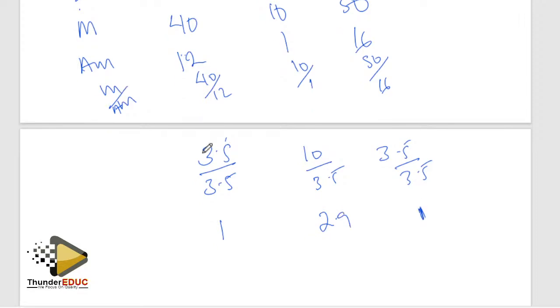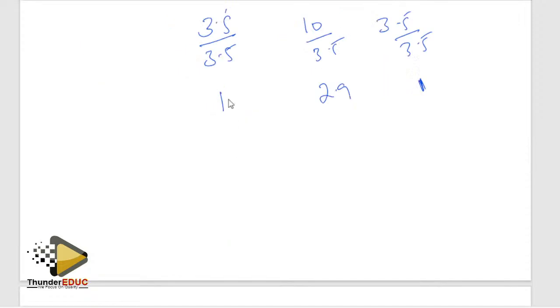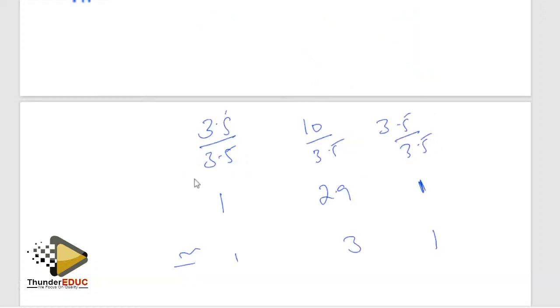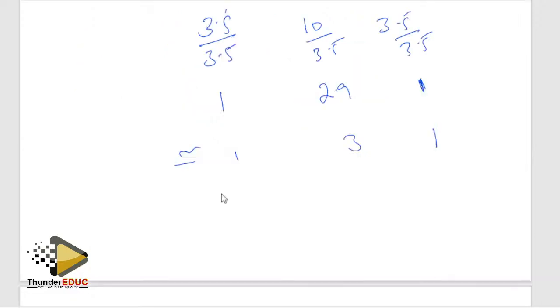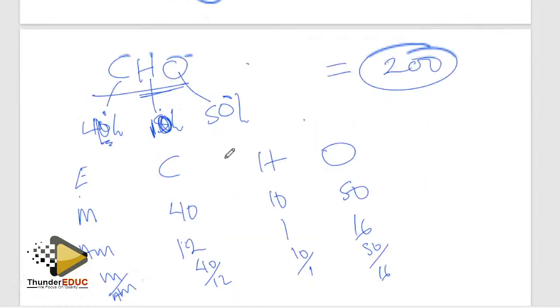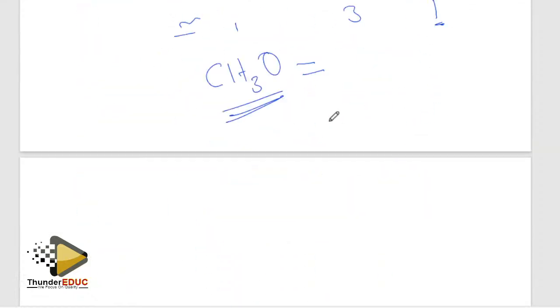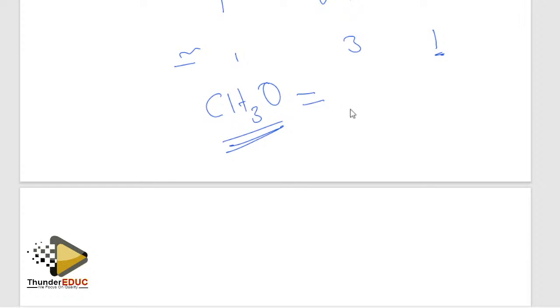So now this is approximately 1, this approximately 3, and this approximately 1. You substitute, and you say C is 1, H is 3, and oxygen is 1. That's the empirical formula of that structure. But if they ask for the molecular formula, you have to equate it to the molecular mass. They give you the molecular mass as 200, so you say it is equal to 200.